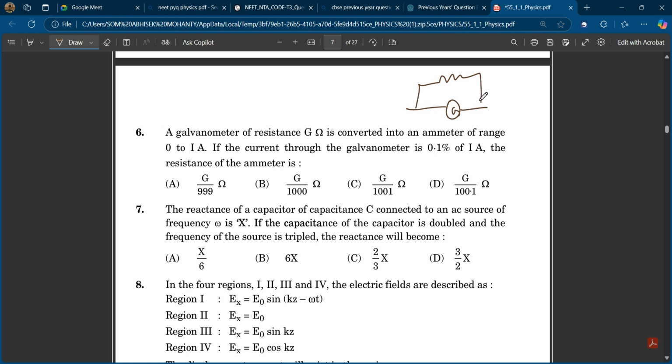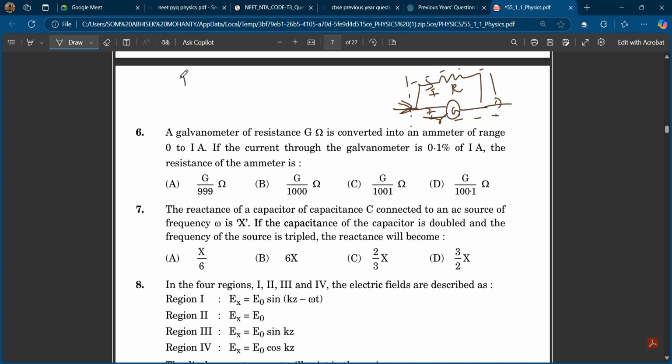Like the resistance connected parallel. So see here, galvanometer G is converted to an ammeter of range 0 to I ampere. If the current through the galvanometer is Ig, find the resistance of the ammeter. Okay. So here, this whole system is called your ammeter, right? This is connected in series with the circuit, but this resistance is connected in parallel. So this is the current. So current gets divided in two parts. Suppose this is I, this is Ig.